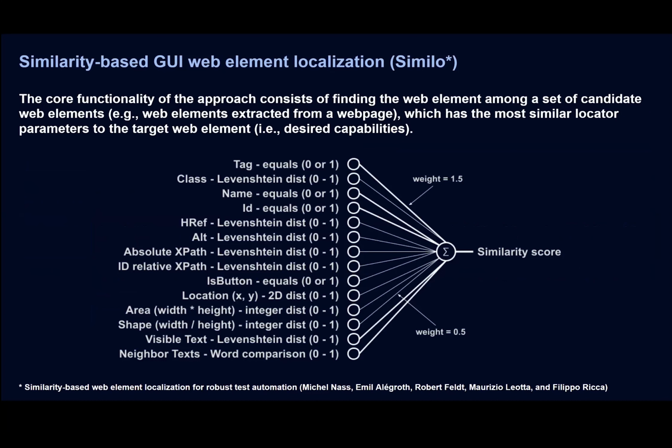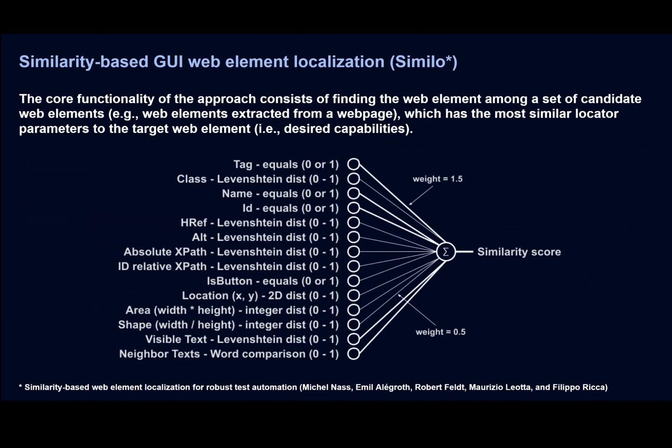So this is where our proposed algorithm, or approach, comes in. And we call it similarity-based GUI web element localization, or SIMILO for short. And that's the paper that we will try to publish soon.